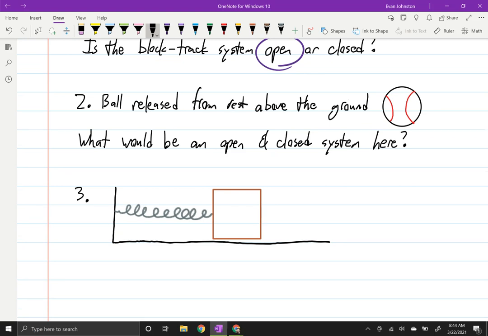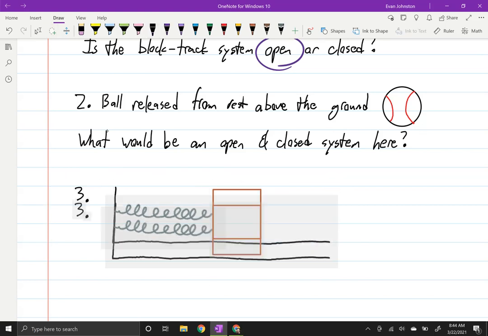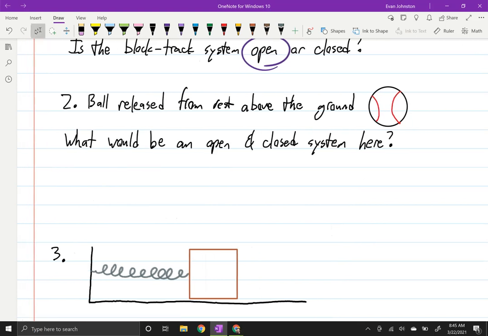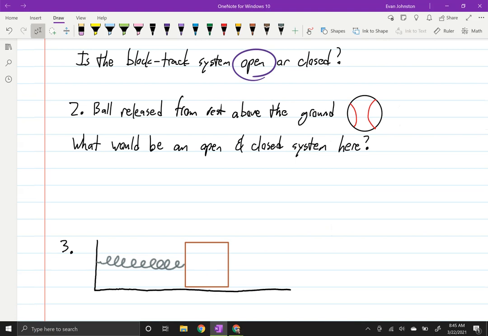From rest. Well, what would be an open system and what would be a closed system here? Okay, well, maybe after the last one, you're already going, okay, a closed system definitely has to include the Earth. So an open system would just be the ball.